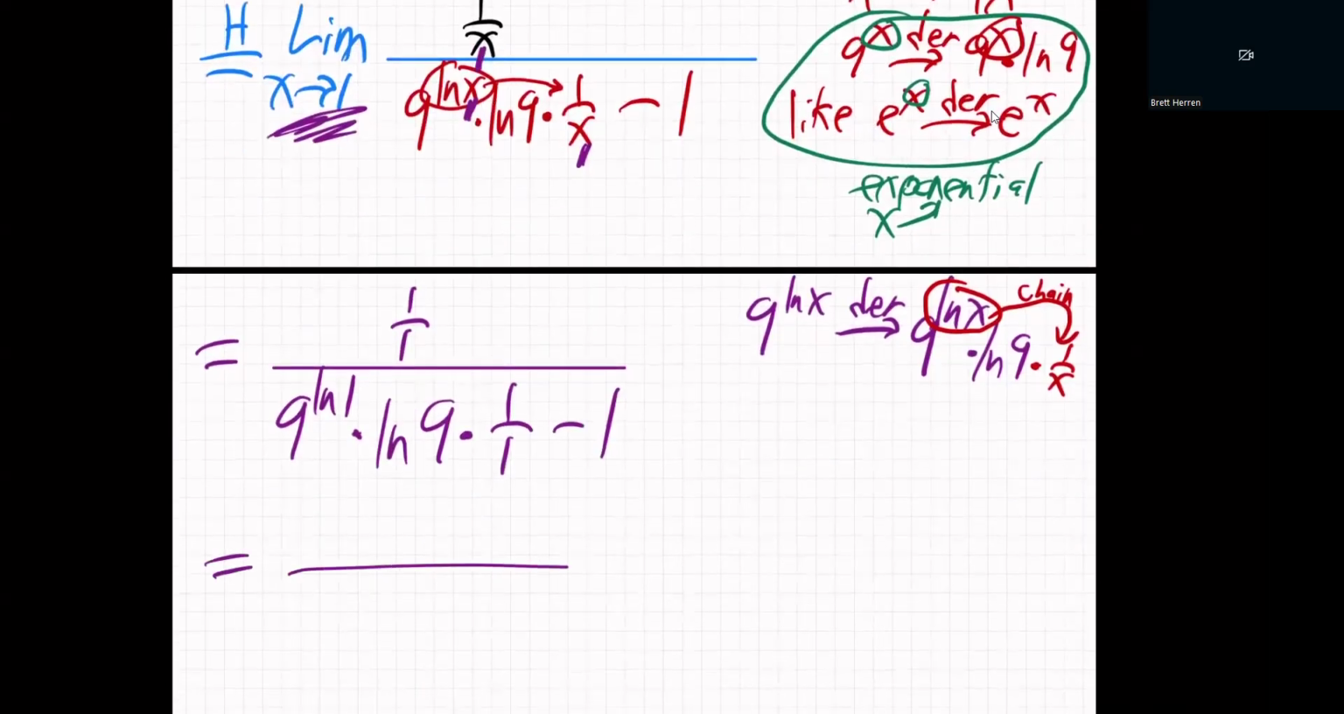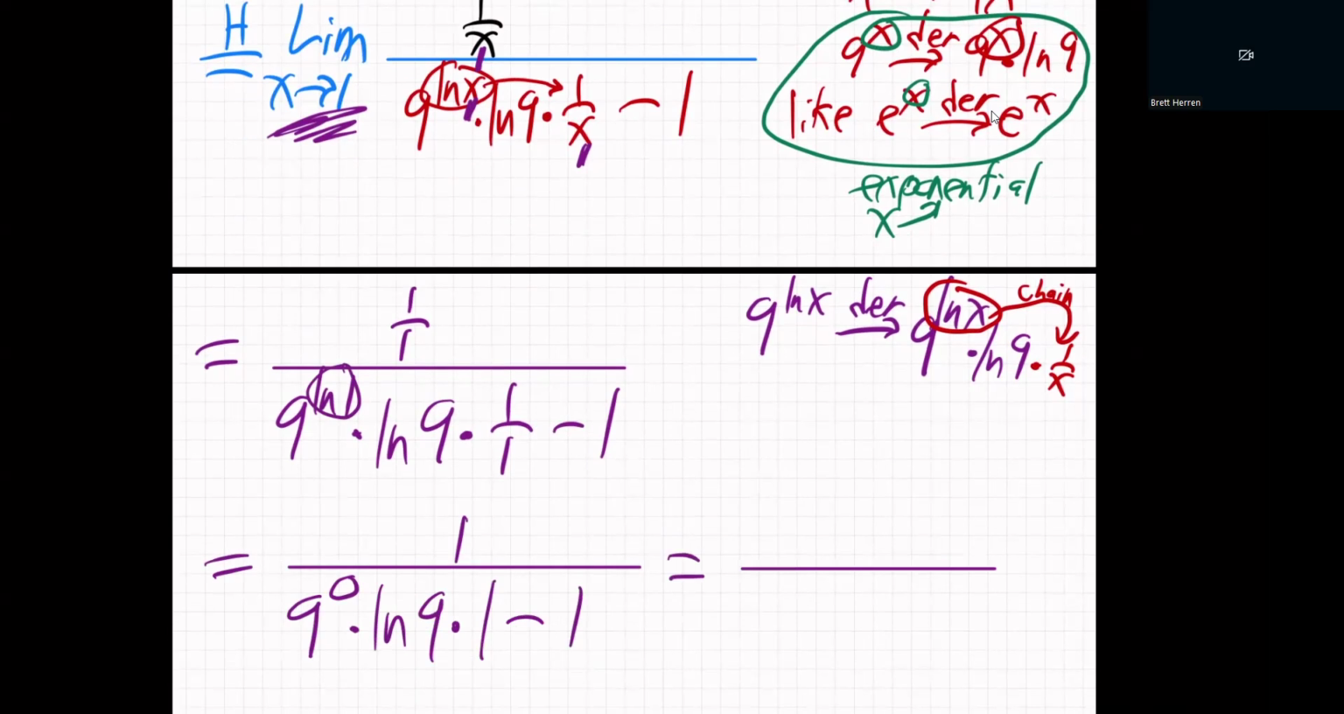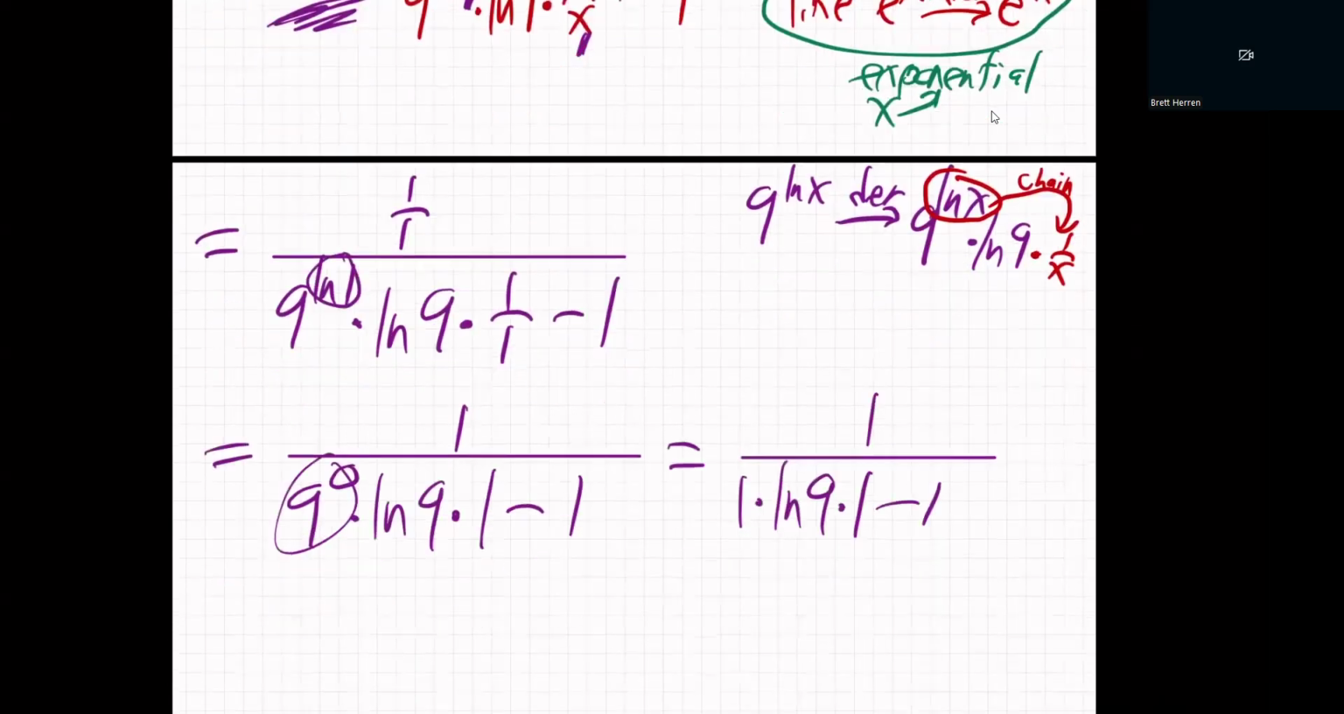Can we clean that thing up a bit? 1 over 1 is 1. What's natural log of 1? We looked it up in the calculator a minute ago. That's 0. Natural log of 9. 1 over 1 is 1, minus 1. A lot of 1s. Just be careful. 9 to the 0 power, that's 1, amidst all the other 1s. The top is a 1. 1 times natural log of 9 times 1, that's natural log of 9.